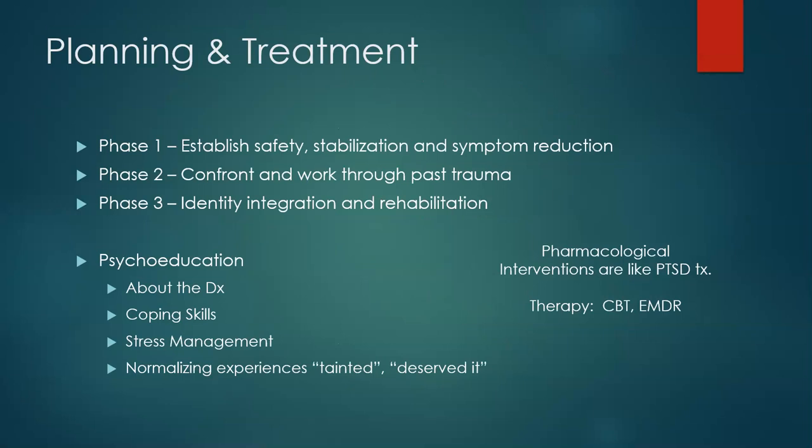How do we plan and treat? Well, phase 1, symptom reduction, right? We want them safe. Phase 2, we have to start working through trauma. That is a long-term process. And in phase 3, we have to keep trying to look at who is their identity and rehabilitate them. We have to talk about coping skills, stress management, and we have to make sure everyone knows you don't deserve what happens to you, right?